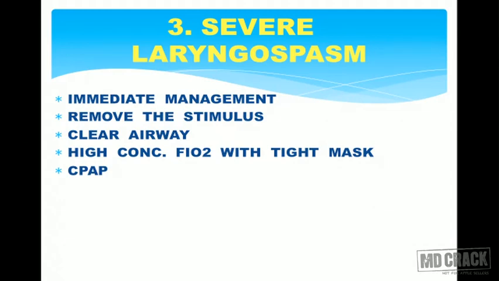Clear the airway, do complete oral, nasal and pharyngeal suction. Then fit a tight fitting mask with high concentration FiO2, so that you give 100% oxygen at a fast pressure, so that if at all laryngospasm is there, it can be cured with the help of jet airway ventilation. And this can be continued at a later stage with CPAP, or continuous positive airway pressure.